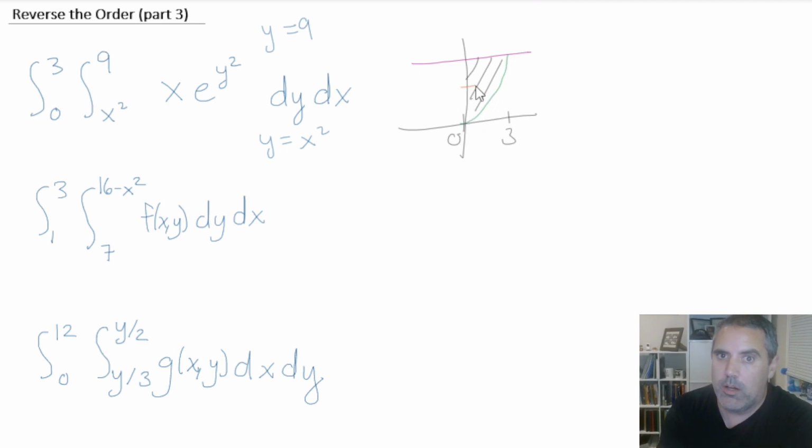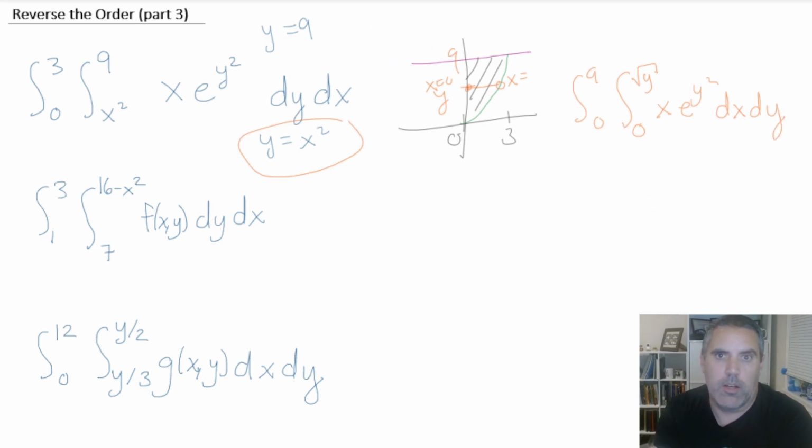So now we're going to label y, and we're going to find a pattern based off of y. But y goes all the way from 0 to 9, and then based off of that, x goes from here to here. So x equals 0 to x equals, well, whatever that is when we rearrange it, square root of y. So this is the square root of y, this is 0, and we're done. The question on the exam might have asked us to compute, but here I'm just focusing on reversing the order. Done. All right, let's do another one.